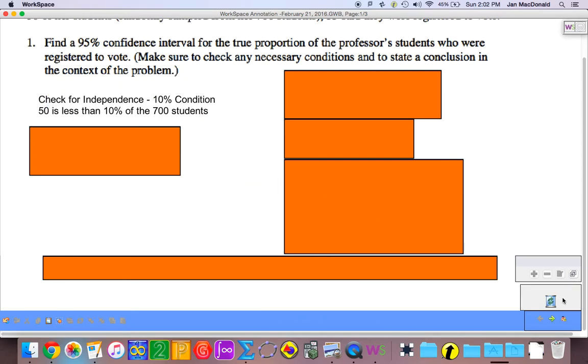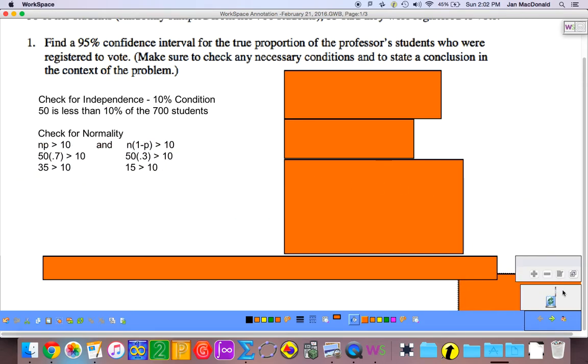So our check for independence, or our 10% condition: 50 is less than 10% of the 700 students. Okay, so now we've checked for independence. We now need to check for normality. And we know our check for normality would be n times p is greater than 10, and n times 1 minus p is greater than 10.